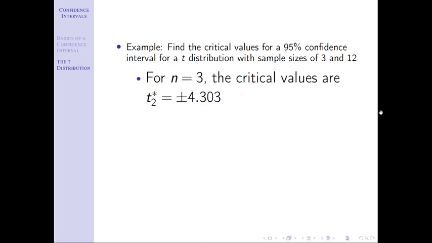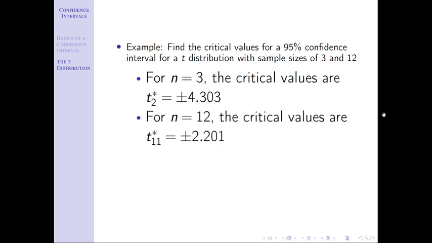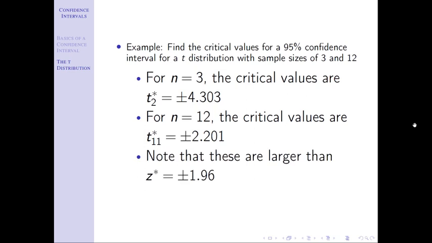Do the same thing for sample size 12. Subtract 1 to get our degrees of freedom of 11 and find that row. We get plus minus 2.201. And then I have a note here that I want to make sure that we talked about, that when you compare these to the z critical values, these are both larger than that. Typically, if we had been trying to find the critical values using a 5% significance level, a z-distribution, we would have said plus and minus 1.96.